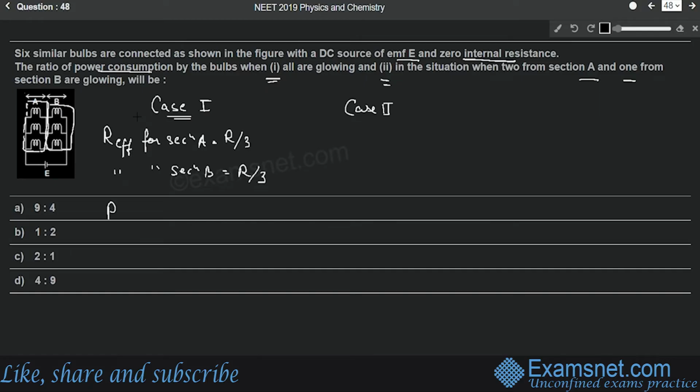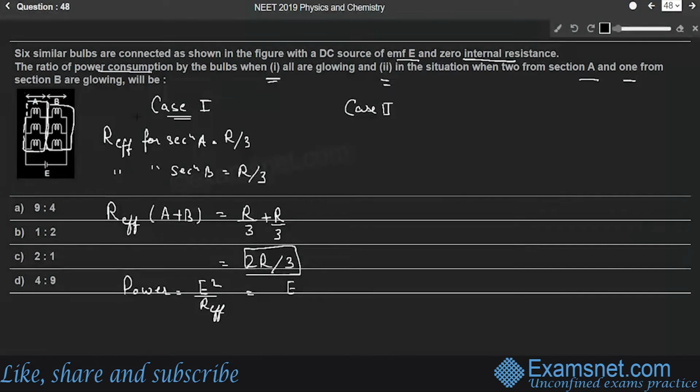Now the total effective resistance for A plus B will be R by 3 plus R by 3 because these two are connected in series. So it will be 2R by 3. Now the formula for power is E square by R, so here it will be R effective. We'll put the value of R effective as 2R by 3. So it will be E square by 2R, and 3 will go up. So 3 E square by 2R. This is the power in the first case. So this is number 1.